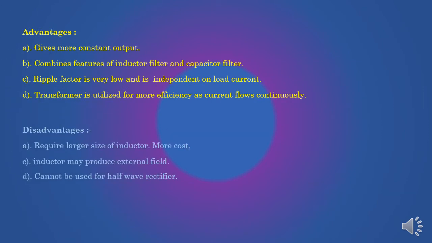Advantages of LC filters are that it gives a more constant output. It gives the combined features of the inductor filter as well as the capacitor filter. The ripple factor is very low and independent of load current, and the transformer is utilized more efficiently as current flows continuously. Disadvantages are that it requires a larger inductor, which increases the cost, it produces an external field, and it cannot be used with a half-wave rectifier.